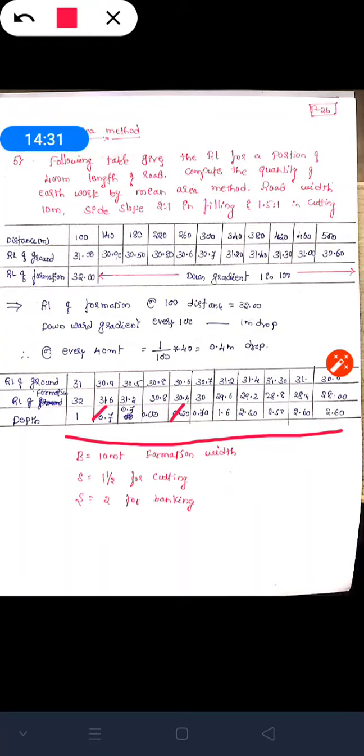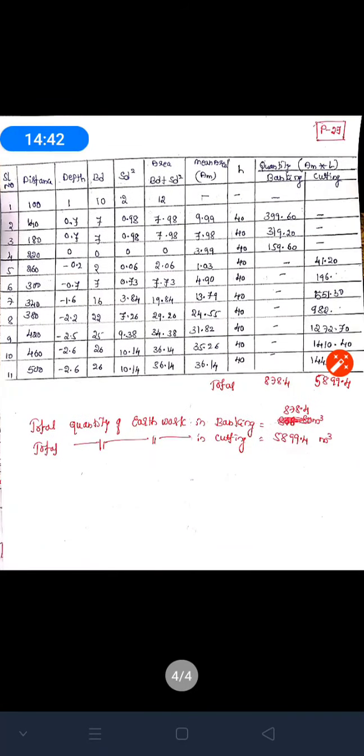Then we have breadth. It has been given: formation width equals 10 meters, side slope for cutting is 1.5:1, and side slope for banking is equal to 2:1. This is what we got as the values here.